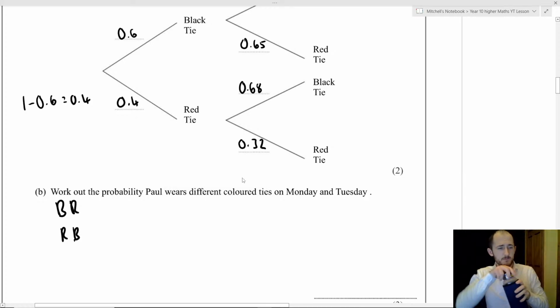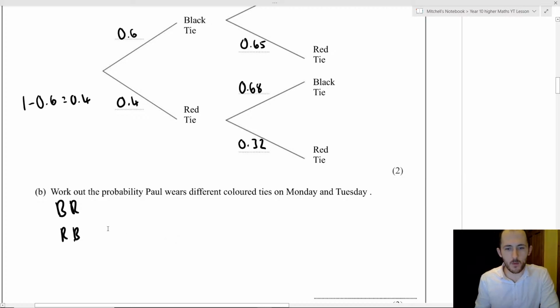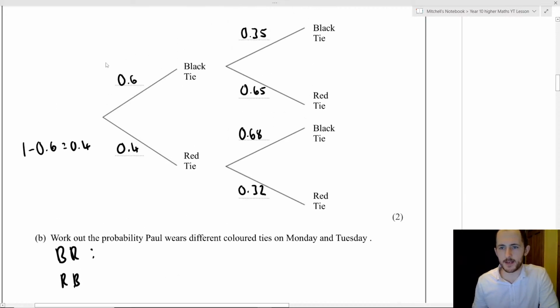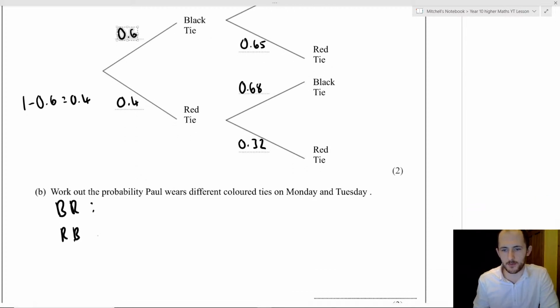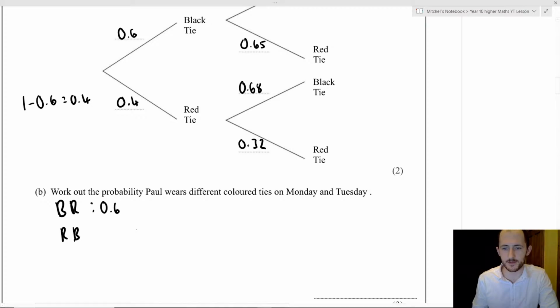Bear with me 1 second. Okay. So again, we can work out these probabilities now. Black tie on Monday, 0.6. So let's put 0.6 here. And then, because we're moving along the tree, we times that by the red tie on Tuesday, 0.65.